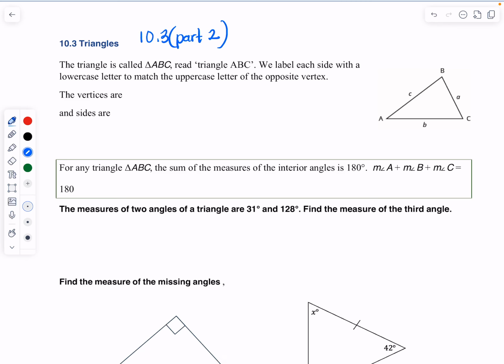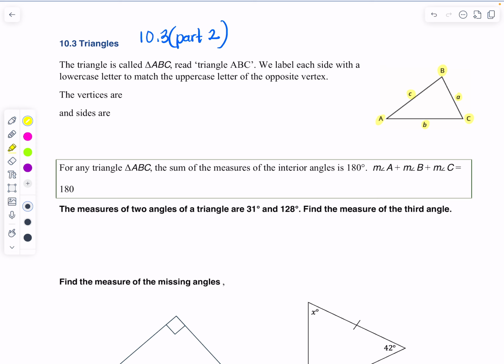10.3 Part 2. Now we're actually getting into the nitty-gritty of 10.3, which is triangles. A triangle is called triangle ABC, and we label each side with a lowercase letter to match the uppercase letter of the opposite vertex. So guys, you'll see the vertex A here, side A is across it. Vertex B here, side B is across it. Vertex C here, side C is across it.